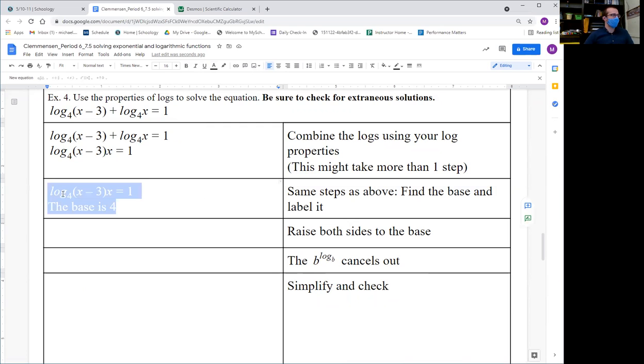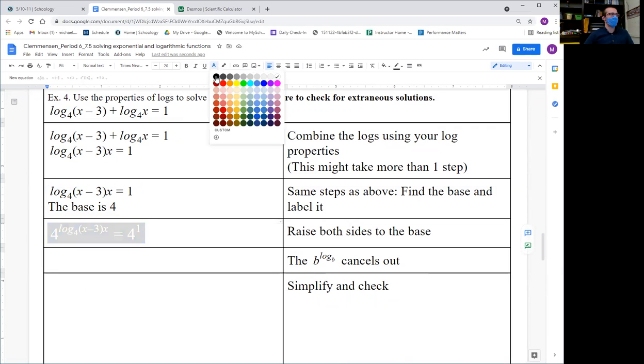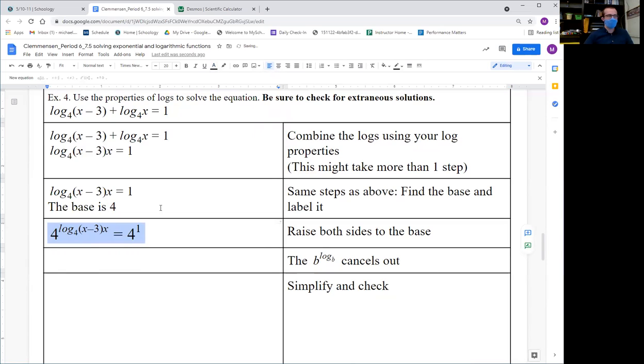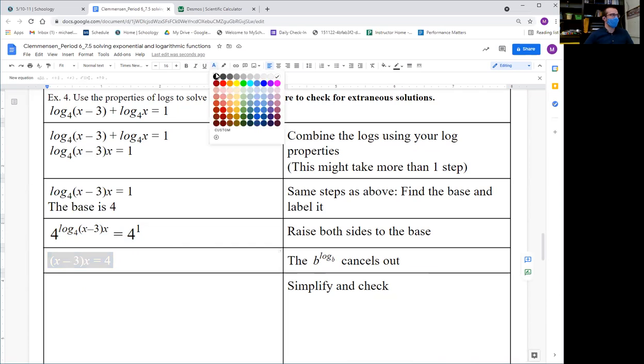And then it's exactly the same as the one above. Find my base, which is 4. Raise it to both powers if you want to, or use the other method if you'd rather use that one. That doesn't really matter though. It turns out to be the same thing either way. That cancels out and we get x minus 3 times x equals 4.